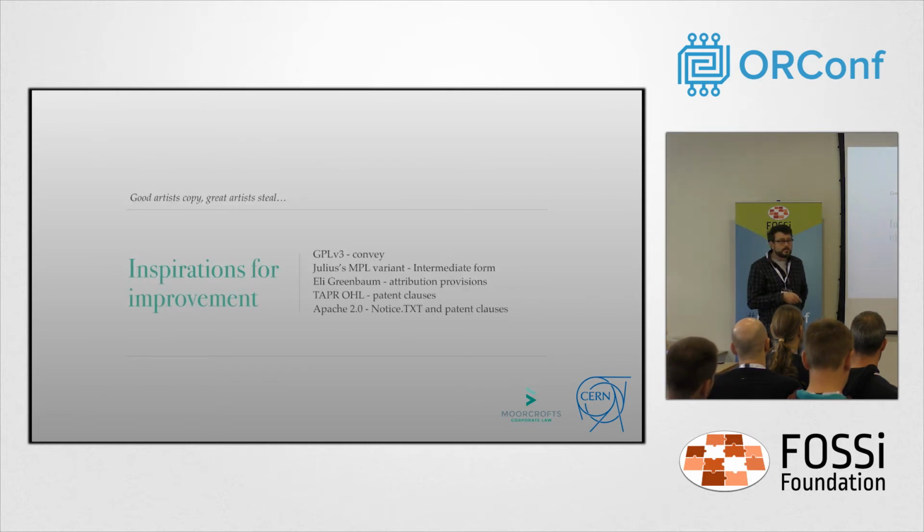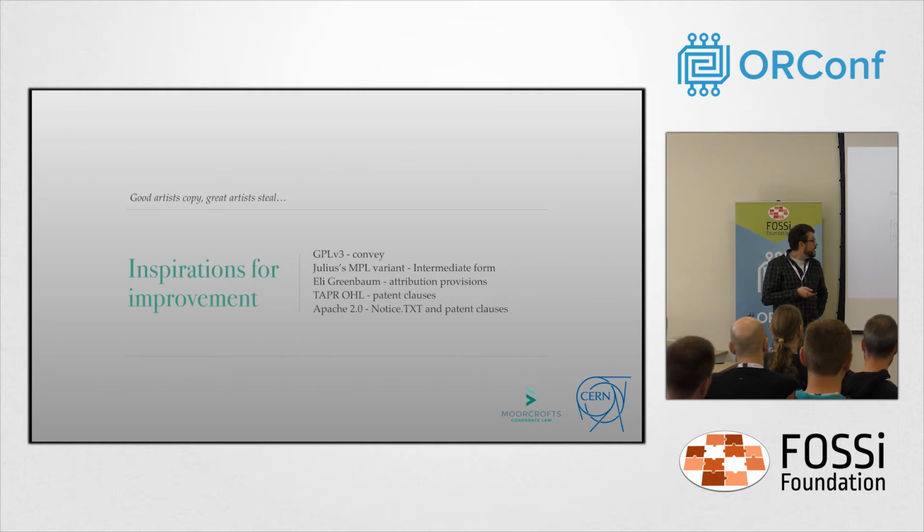So there have been a few inspirations for the improvement. GPL version 3 uses the word convey instead of distribute, because distribute has technical meaning in different jurisdictions, and it just tends to make it a bit more international, so we followed a similar process there. Julius did some great work on modifying the Mozilla Public License, and he had some interesting concepts in there. So we've sort of borrowed, or possibly stolen, one of those, which is the concept of an intermediate form that I mentioned briefly earlier.